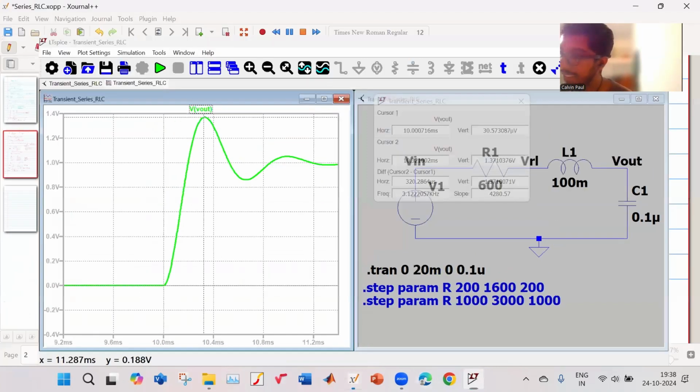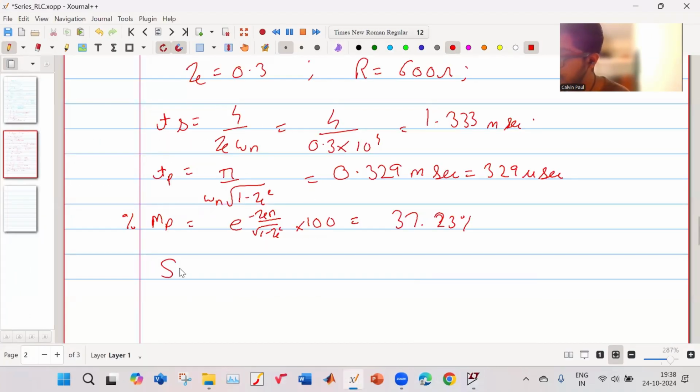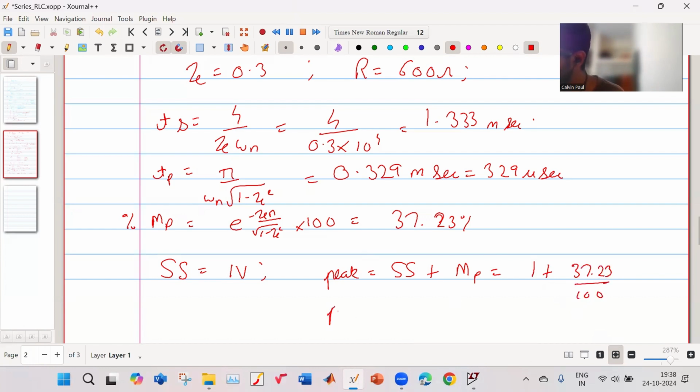Okay. And now, my steady state value is 1 volt. Right. So my peak value will be equal to steady state plus my Mp. So this is equal to 1 plus 37.23 divided by 100. So my peak value is given by 1.3723 volt.